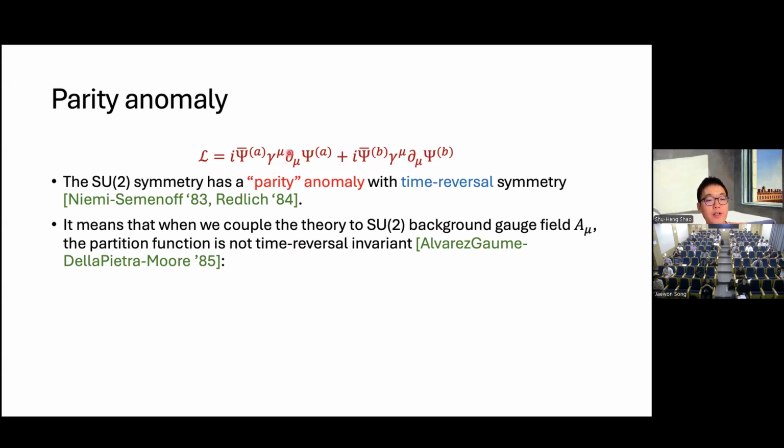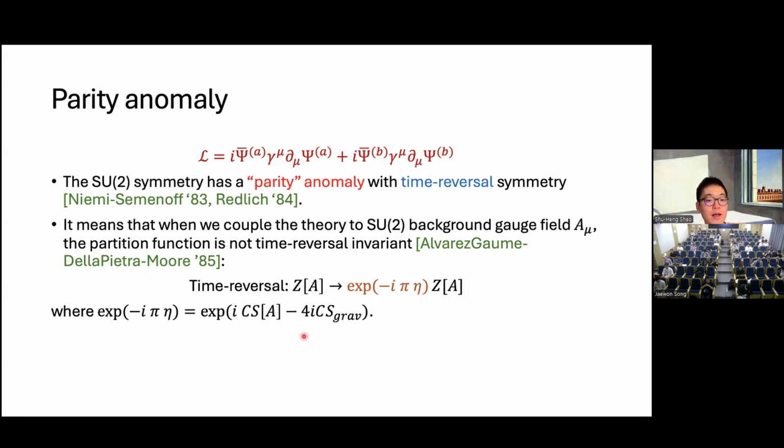So what does the parity anomaly mean? It means that if you couple the theory to the SU2 background gauge field A mu, then the partition function is not time reversal invariant. So this is the partition function coupled to the SU2 background gauge field. And if you do a time reversal transformation, it picks up a phase. And the phase is given by the eta invariant. Okay, don't worry too much about the eta invariant. It's related to the Chern-Simons action, but I'm not going to get into the details.